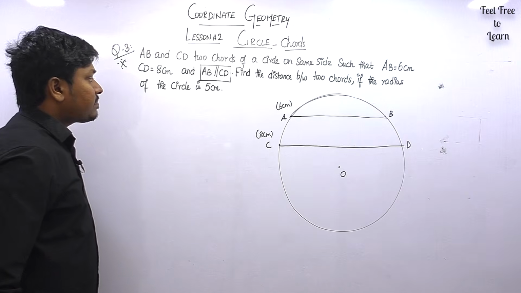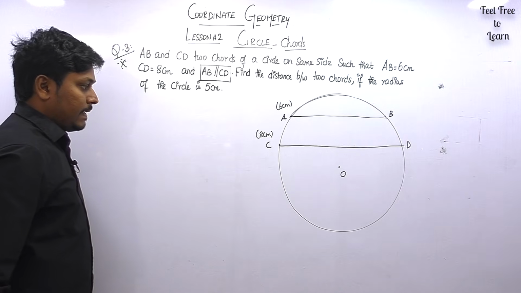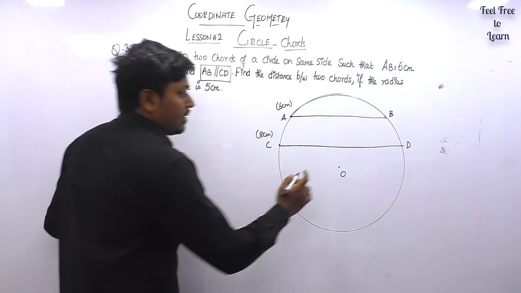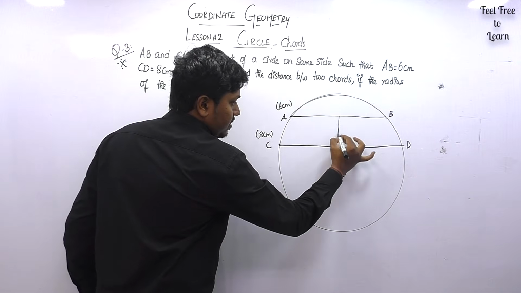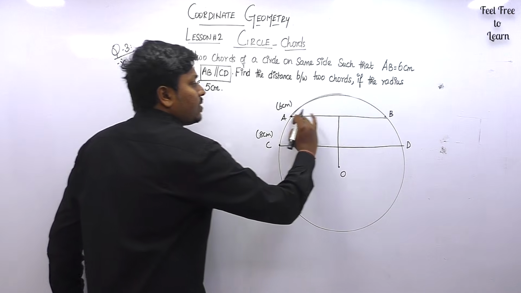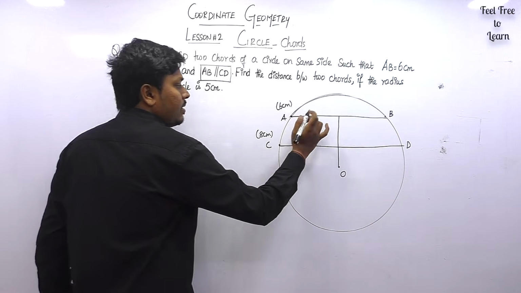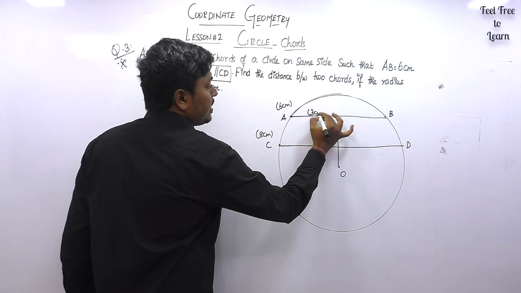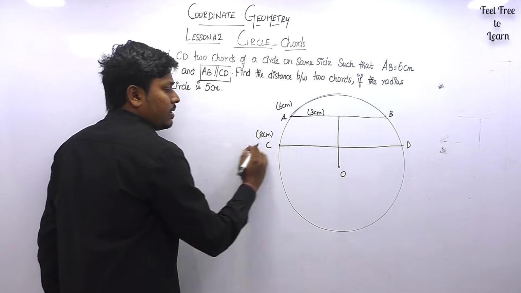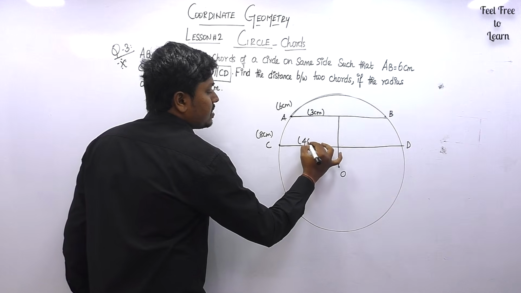Very interesting. So let me do one thing. Let me draw a perpendicular line which bisects both the chords, right? So we can say a perpendicular line drawn from the center point always bisects the chord. So if the total distance of the chord is 6 centimeter, then we can surely say this distance will be 3 centimeter, and for the second chord the total distance is 8 centimeter. So we can surely say this distance will be 4 centimeter.